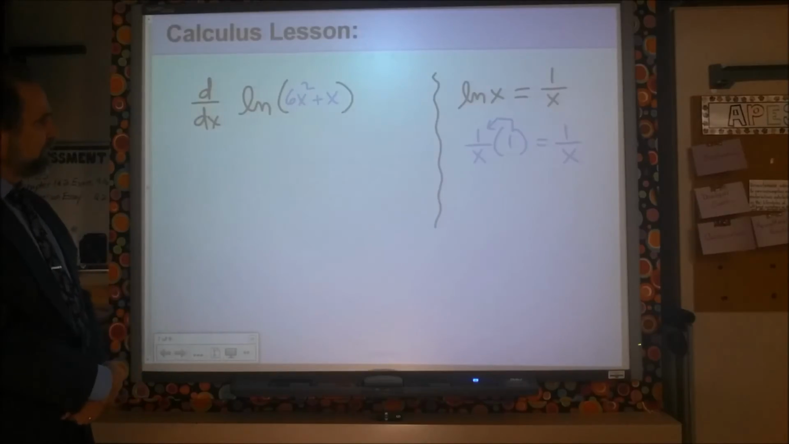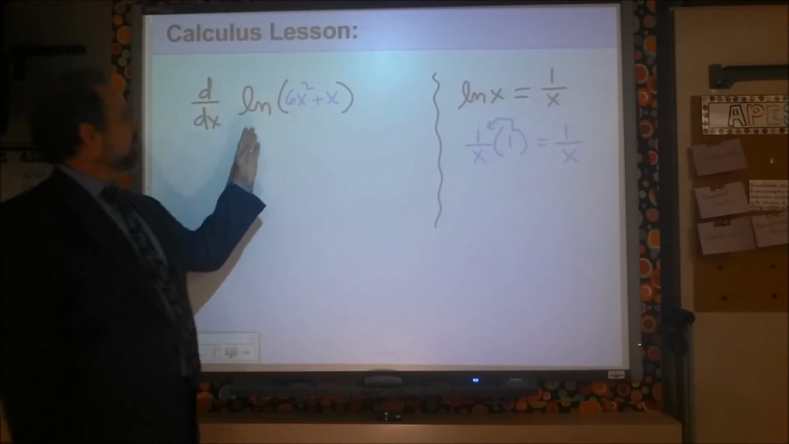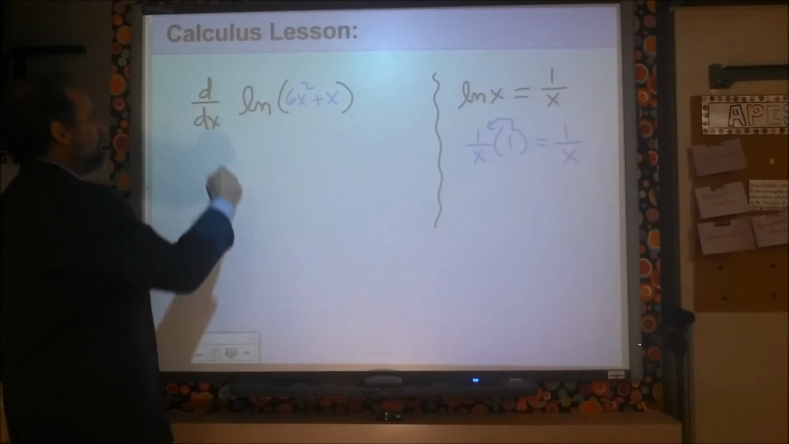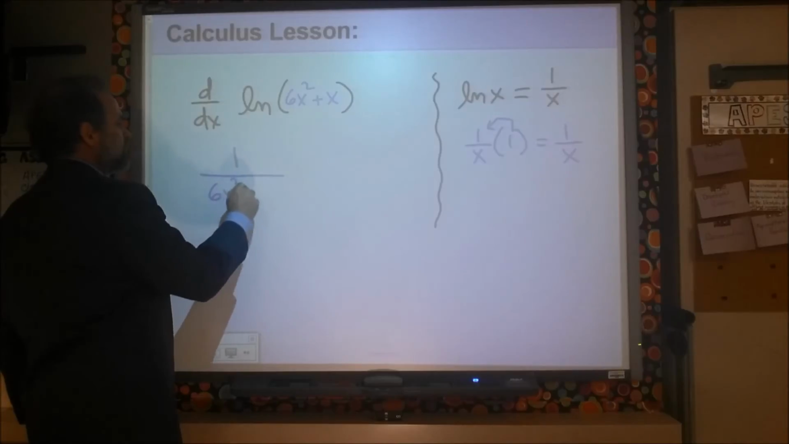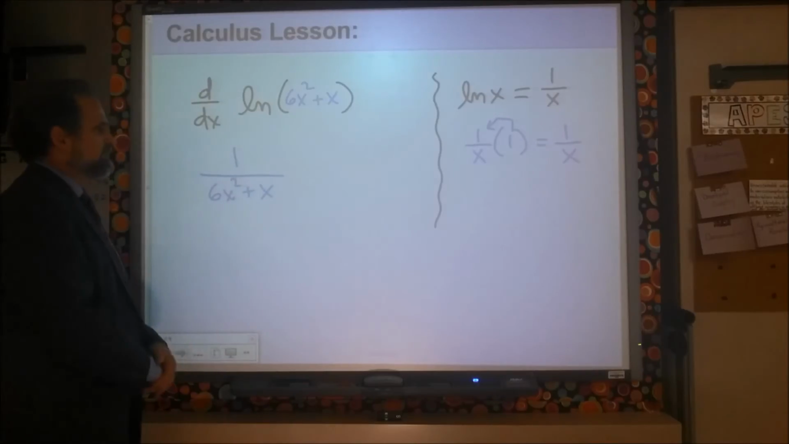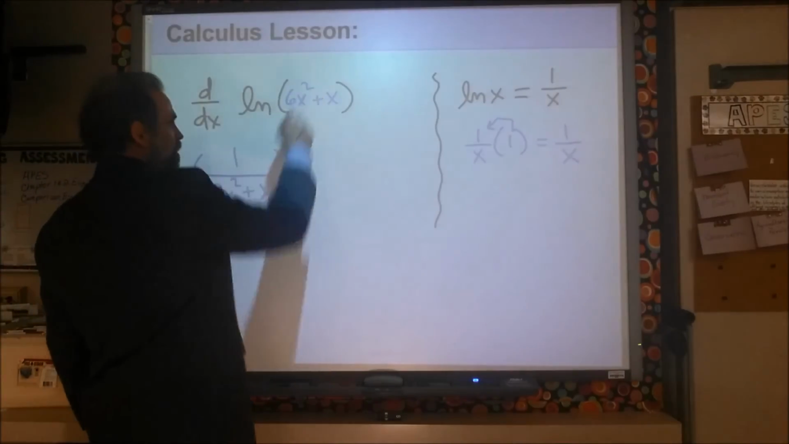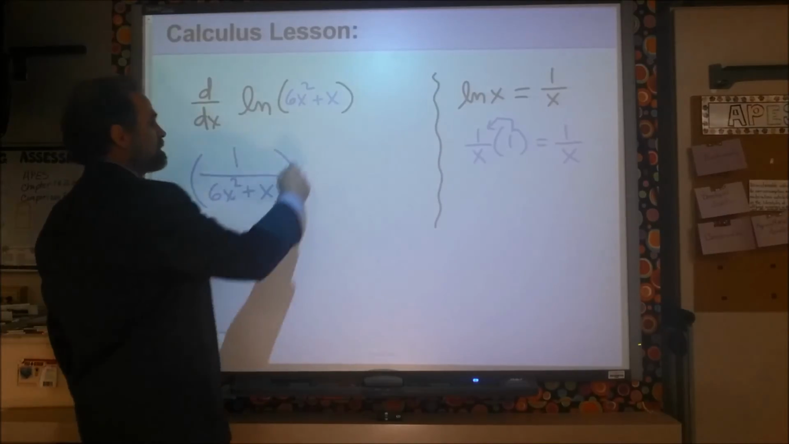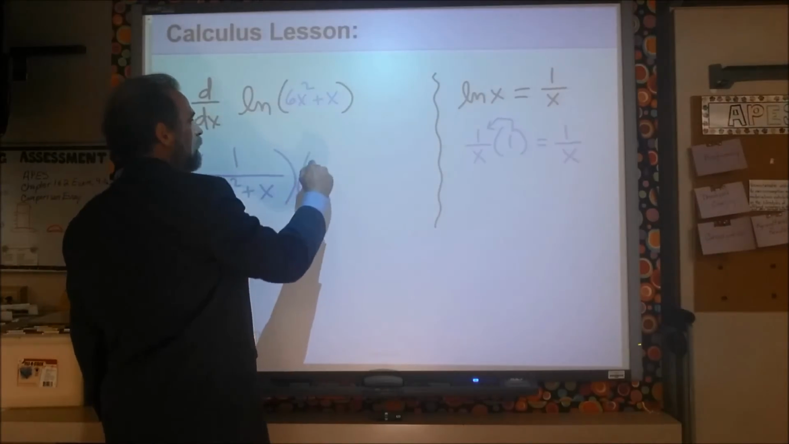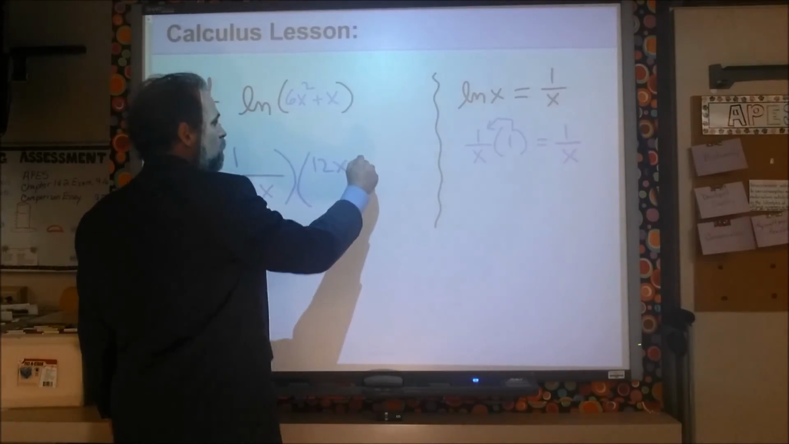So let's go ahead and apply the rule. The rule is the derivative of a log is 1 over whatever I'm taking the log of. I'm taking the log of 6x squared plus x, times the derivative of what I'm taking the log of, which is 6x squared plus x. So that's going to be times 12x plus 1.